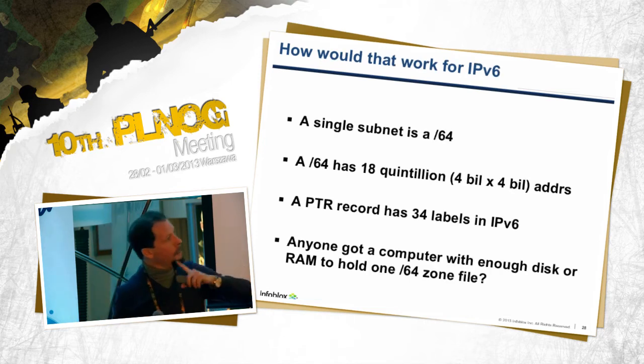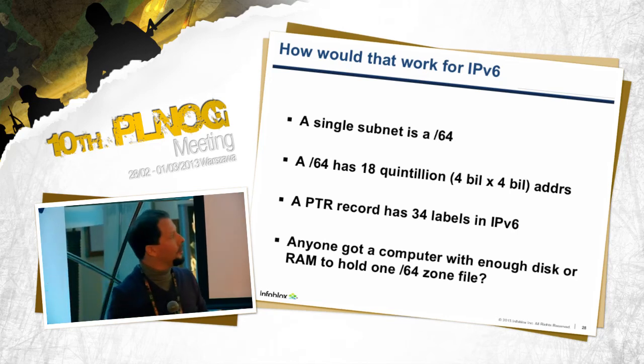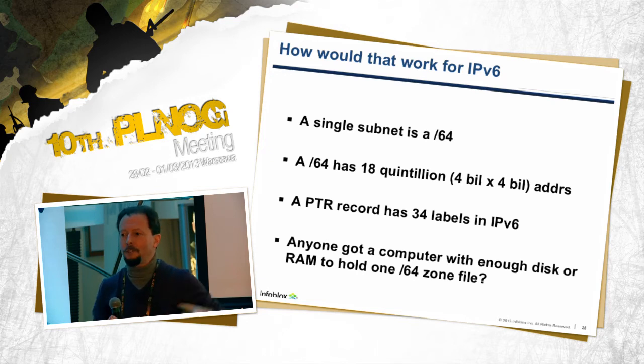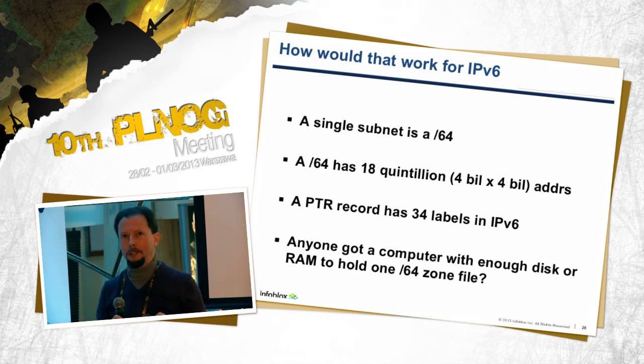Well, in IPv6, let's do a little math. A single subnet is /64. 18 quintillion possible addresses. Because it does it in nibbles, there are 32 labels plus the ip6 and the arpa. So there are a total of 34 labels, which means that you are pretty much guaranteed that any PTR record in reverse is going to have about 60 to 70 bytes. So 60 to 70 times 18 quintillion bytes, which is so many billions of terabytes that my math isn't good enough to tell you offhand what the number is.